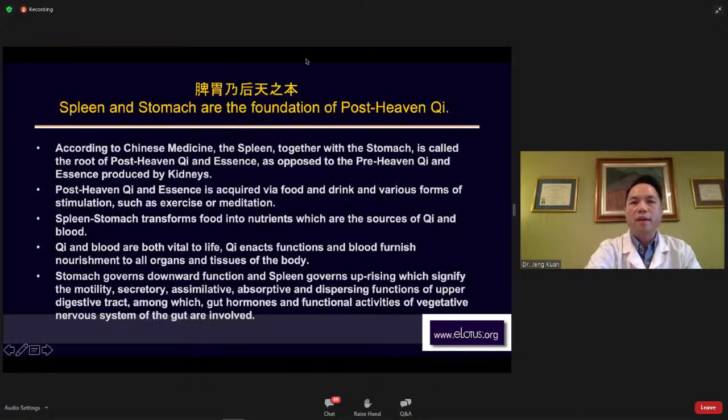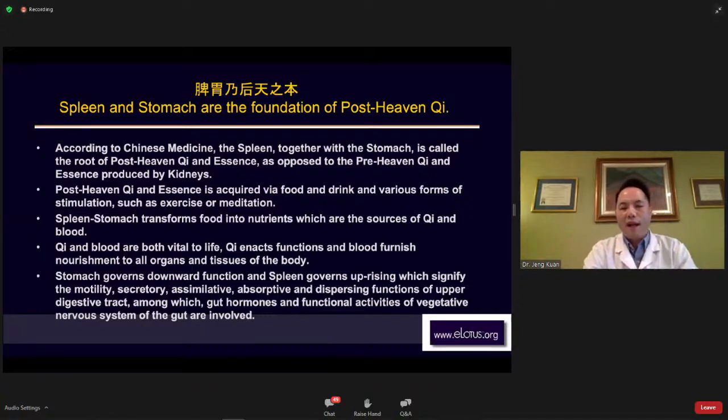All right, so here's another slide that is emphasizing the importance of the digestive system. Spleen and stomach are the foundation of post-heaven qi. So it's the training that we have from day 1, the foundation of theory 102 or 101. It says according to Chinese medicine, the spleen together with the stomach is called the root of post-heaven qi and essence, as opposed to the pre-heaven qi and essence produced by kidneys. So post-heaven qi and essence is acquired via food and drink and various forms of stimulation.